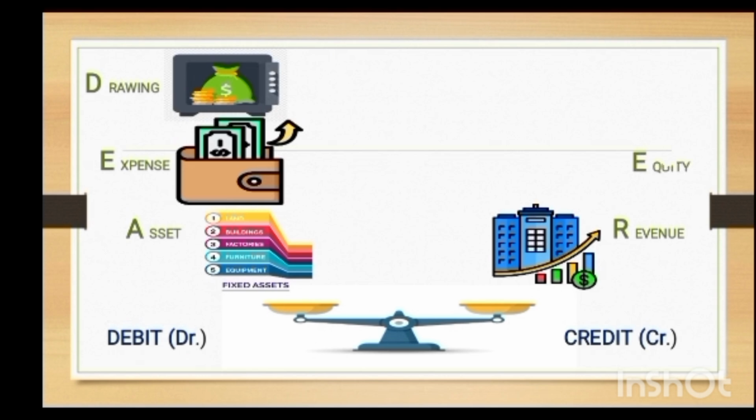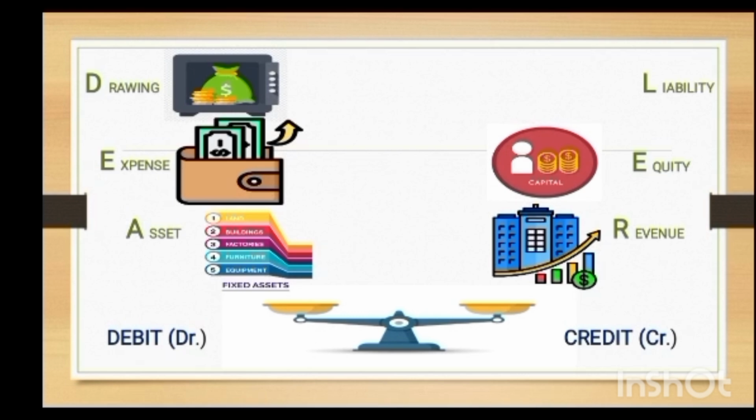The second account that will be credited when it increases is equity. What's equity? Equity is the capital that the owner is investing in the business. It can be cash, building, factories, furniture, cars, inventory, etc. When the owner is investing something from his side in the business, that is equity. So when equity increases, it will be credited.